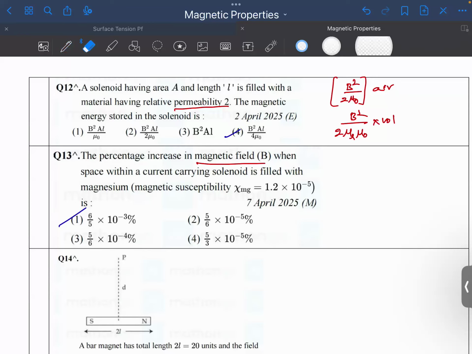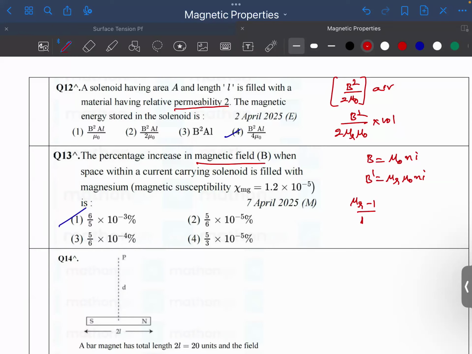Solenoid B is equal to, what is the general formula? B is equal to mu naught Ni. Now in material, mu r times mu naught Ni. So mu r minus 1 by 1. అంతేగా బాయ్స్?